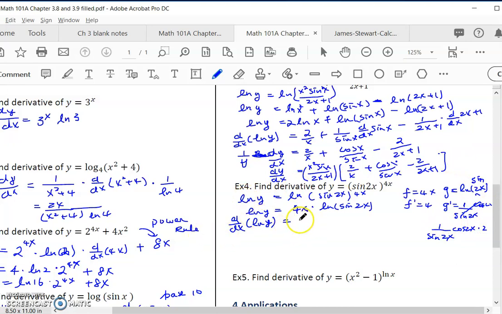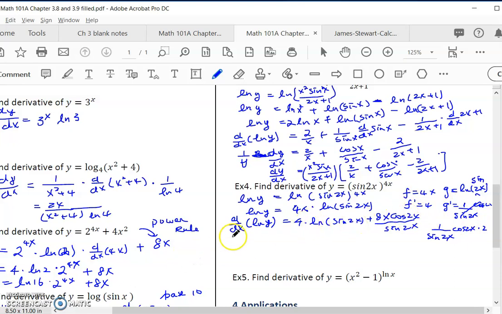So this would be 4 times ln sine 2x, plus this is 2 cosine 2x times 4x, so it'll be 8x cosine 2x over sine 2x. So that's the f times g prime part. 4x times the top, which has 2 cosine 2x, so it's 8x.